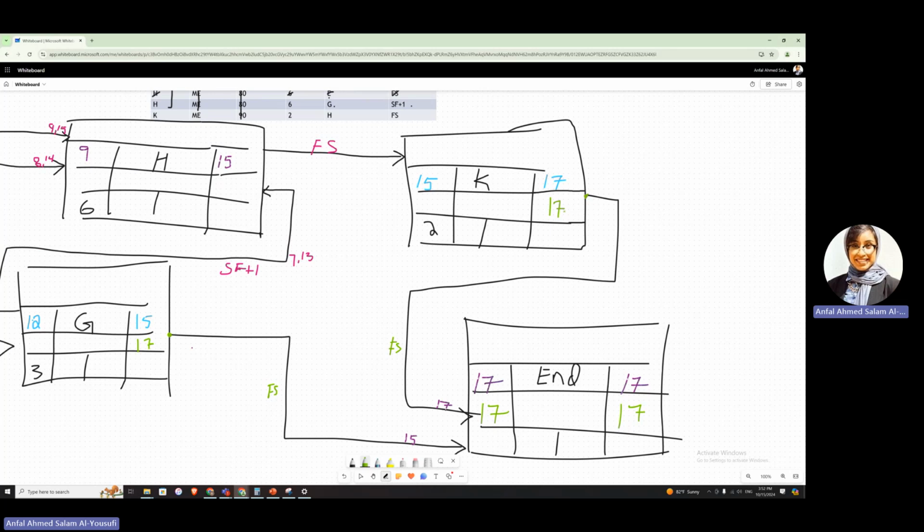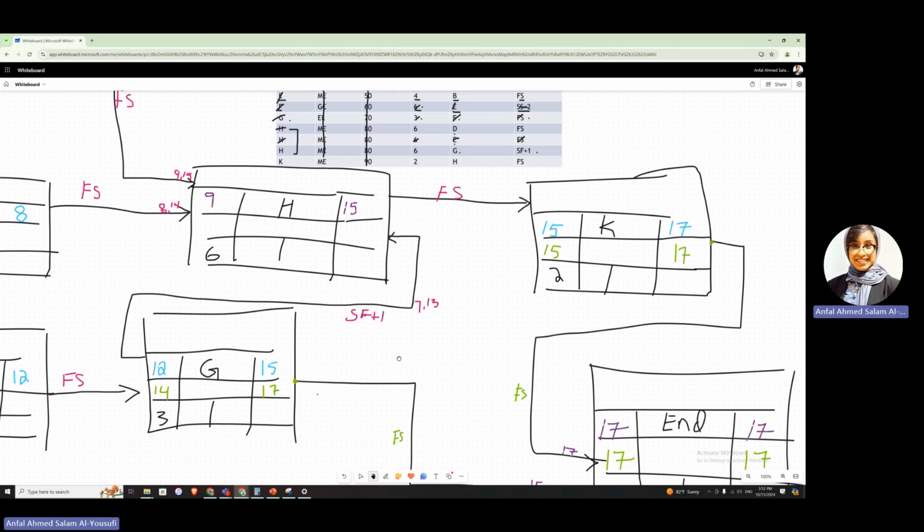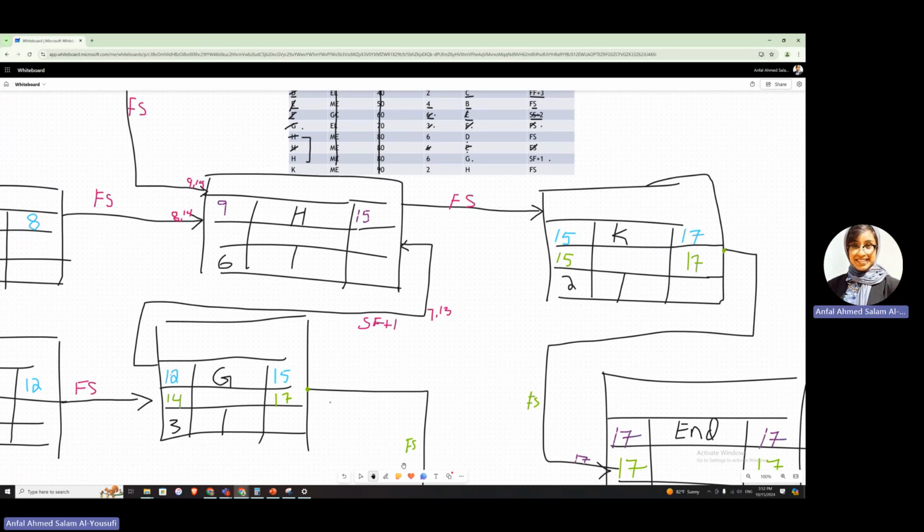If this one is going to finish, late finish at 17, it would take me 2 days. I'll do 17 minus 2, so I'll be getting 15. 17 in G, 17 minus 3, which would give me 14. Okay, let's go and do H. For H, we're having only one output. So automatically, we're going to take 15. If 15, this activity is taking 6 days, meaning the late start would be 9.